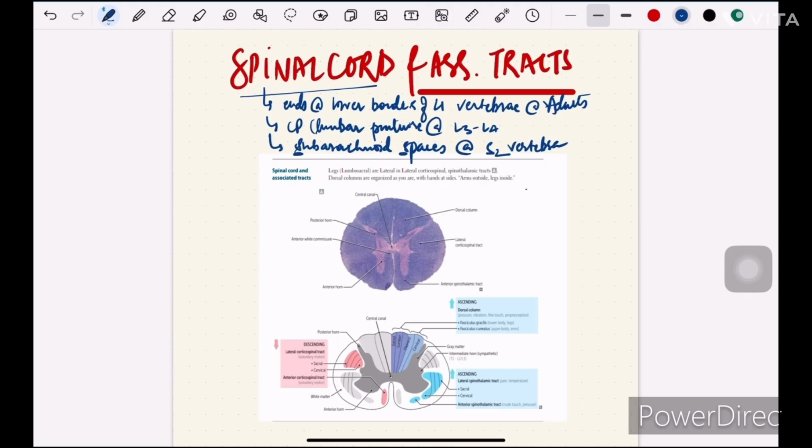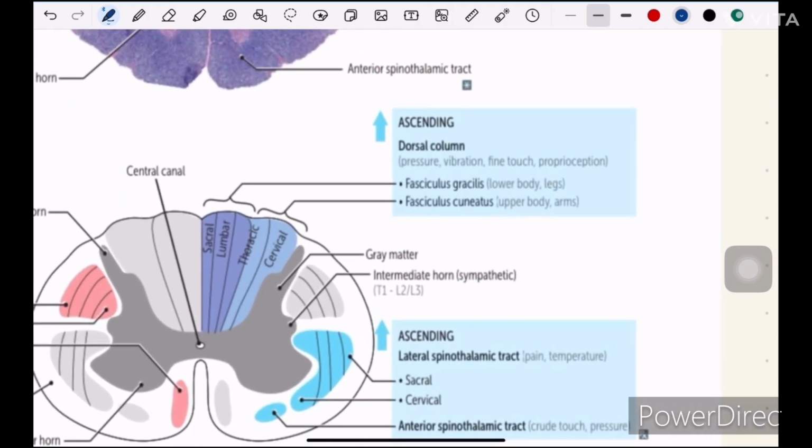ठीक है. So the tracts. Let's talk about the ascending tracts first. तो ascending tract में हमारे पास दो हैं. पहला dorsal column होता है, फिर spinothalamic tract. Dorsal column tract का basically function is pressure, vibration, fine touch and proprioception. Very important, learn करना है.